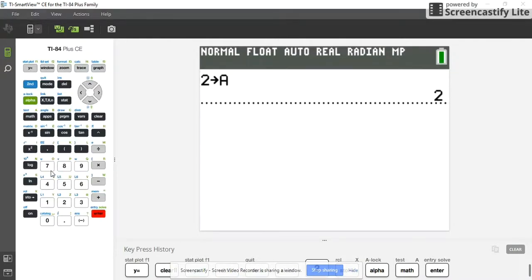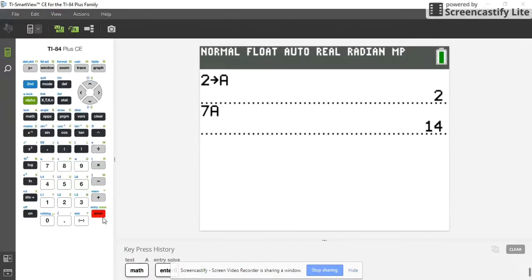In other words, if I were to write 7a right now, a is 2, so the calculator is thinking 7 times 2. This should produce an answer of 14 when I hit enter. And lo and behold, it does, because a is now equal to 2.